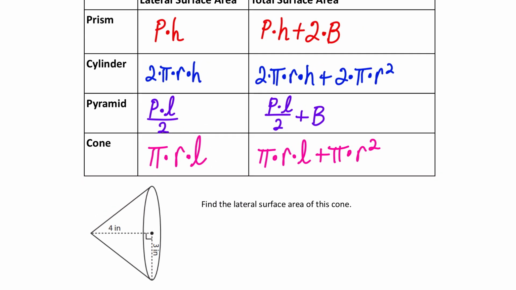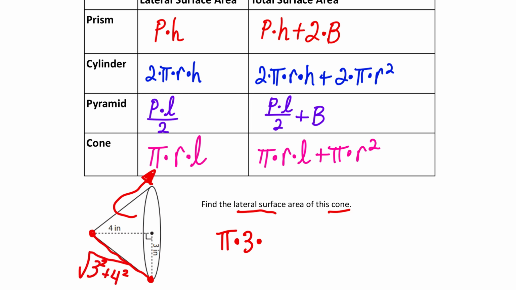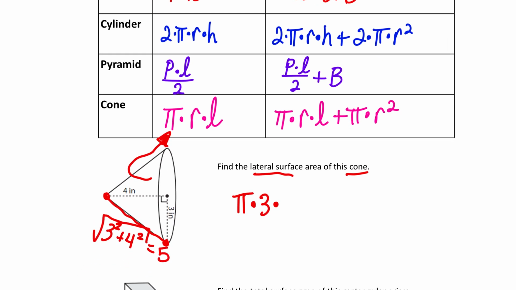Alright, so this first one says find the lateral surface area of a cone, which is this one right here. So we need to do pi times the radius, which is 3, times the slant height, which we do not have at this point. The slant height, the L, is this right here. So we're going to have to use Pythagorean theorem. We're going to do 3 squared plus 4 squared square rooted. And if you type that in your calculator, that's going to give you 5. So the slant height for this cone is 5.